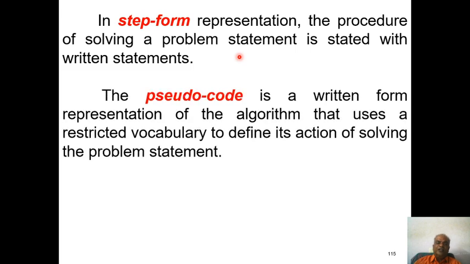The next kind is pseudocode. It is a written form representation of an algorithm. Pseudocode is the written form of an algorithm that uses restricted vocabulary to define its action of solving the problem statement. Later we will see in algorithms what vocabulary you are going to use to write algorithms.